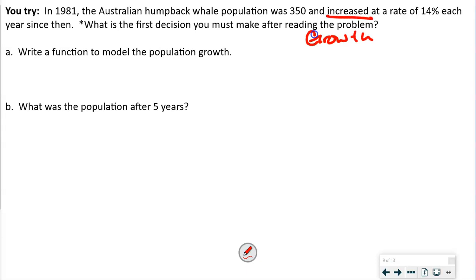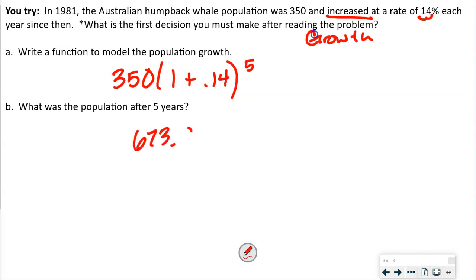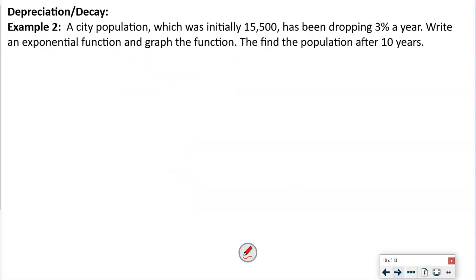Okay, so now we're going to write the problem, 350 times 1 plus, remember this is going to be 0.14 because we're going to move this 2 places to the left. And then our time down here is going to be 5 years. So again, we can put that in decimals just like that, and it's going to give us 673.9. And the answer really would be 673 because we can't have a 0.9 of a whale, okay?